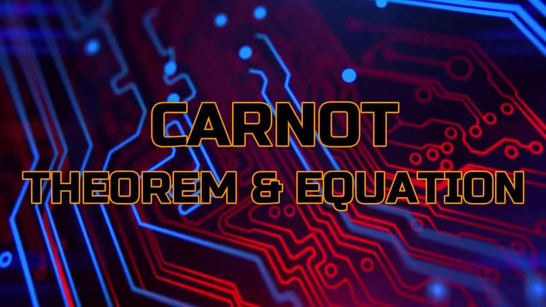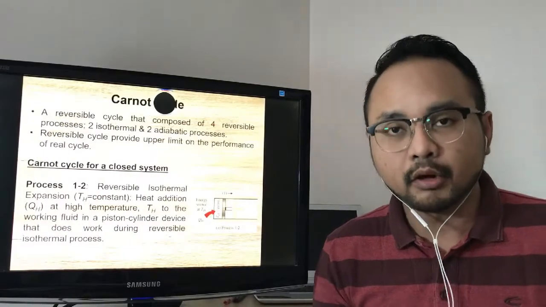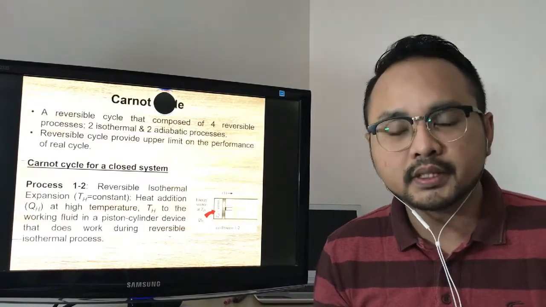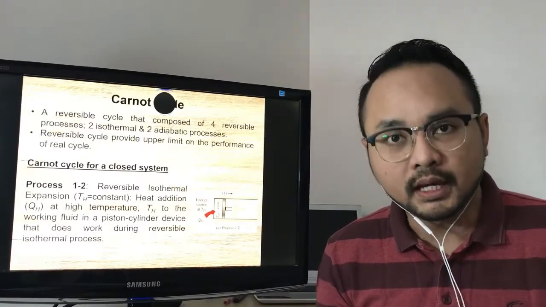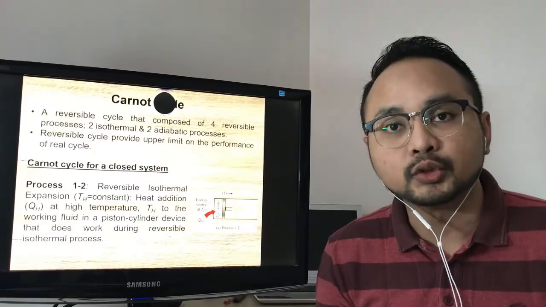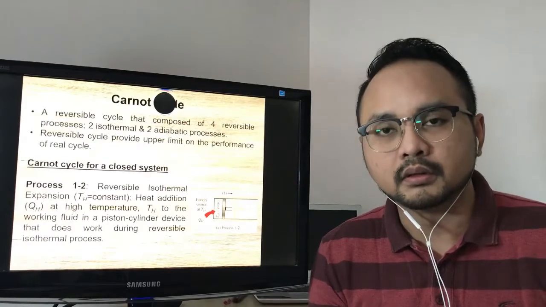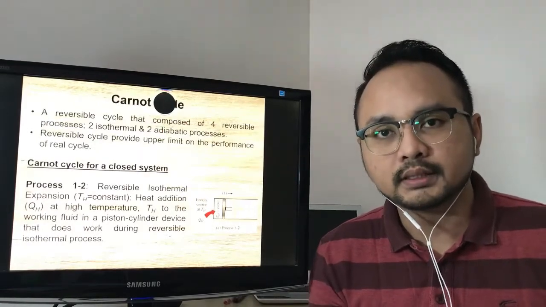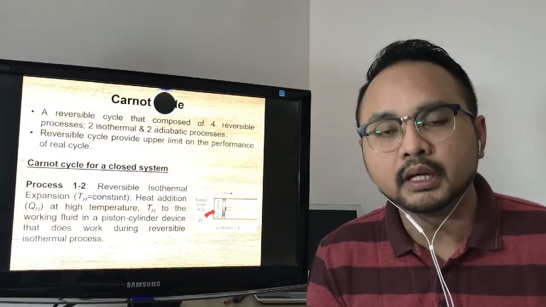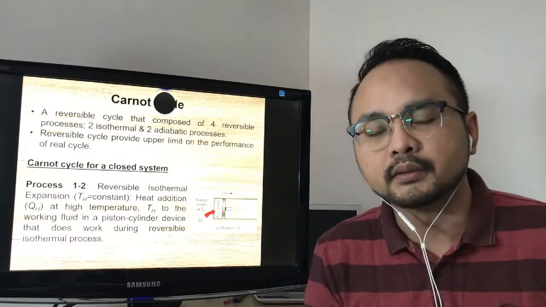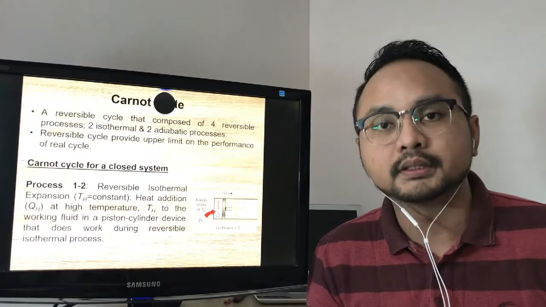Next, we go to Carnot theorem and equation. We already know the concept of reversible, in which whatever changes are experienced by a system, at the end of the day it will come back to its initial state, so we call it reversible. Other than that, we can also know that a system is undergoing a reversible process if it is categorized as Carnot. This Carnot cycle is actually a reversible cycle.